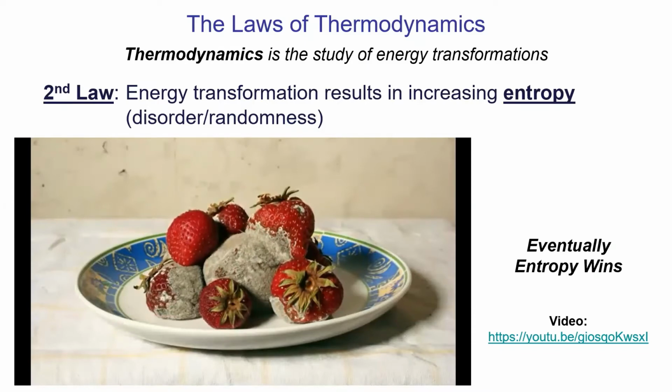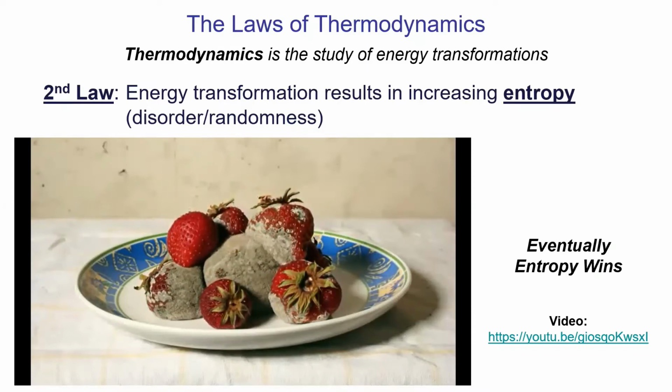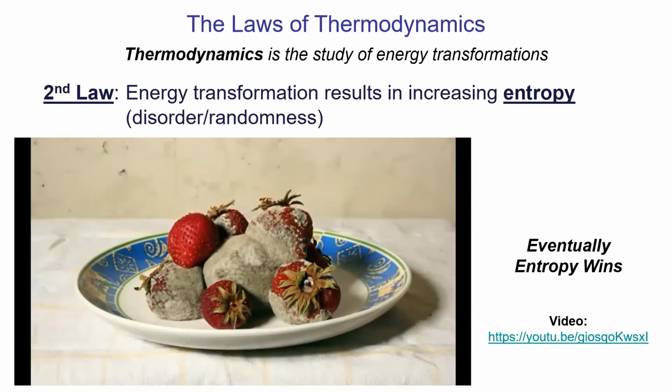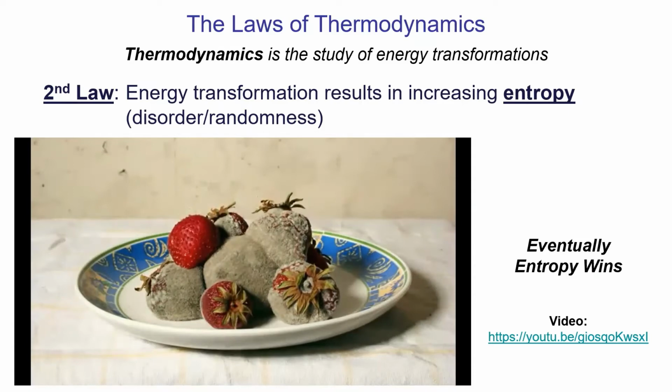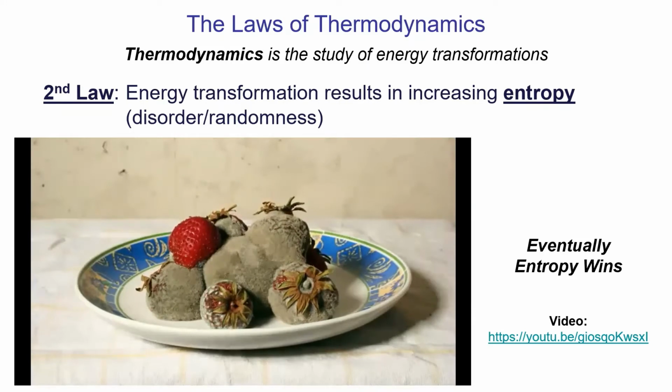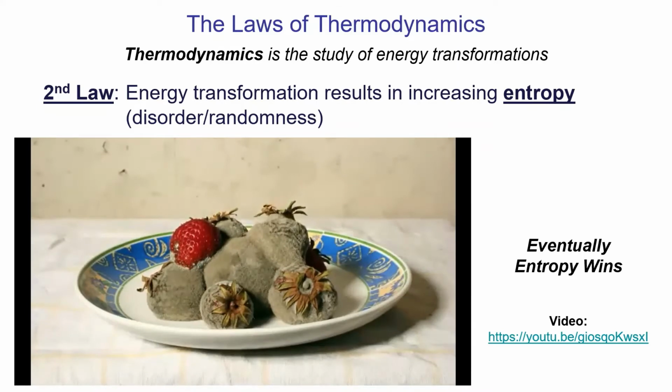And this relates to the second law of thermodynamics. And the second law has to do with something called entropy. I don't want to get caught up in talking about entropy and all that. This is not a chemistry class. But entropy basically means disorder. So what it's saying is that energy transformations result in increasing disorder. And what does that mean? It means that if you have anything in life, whether it's a car or a bedroom or a fridge, without effort, these things just get messy.